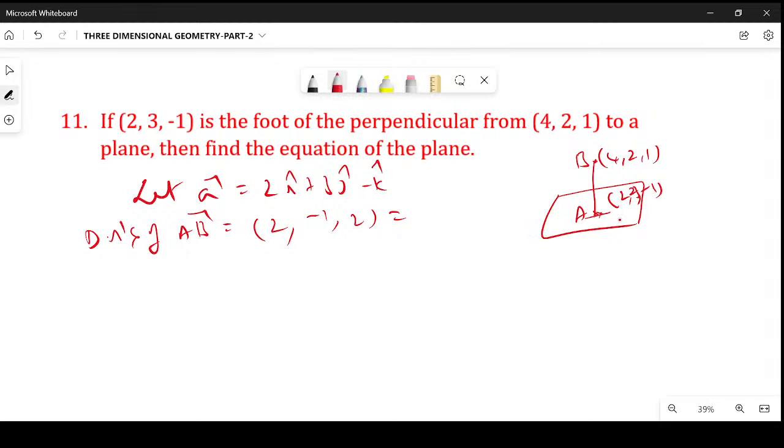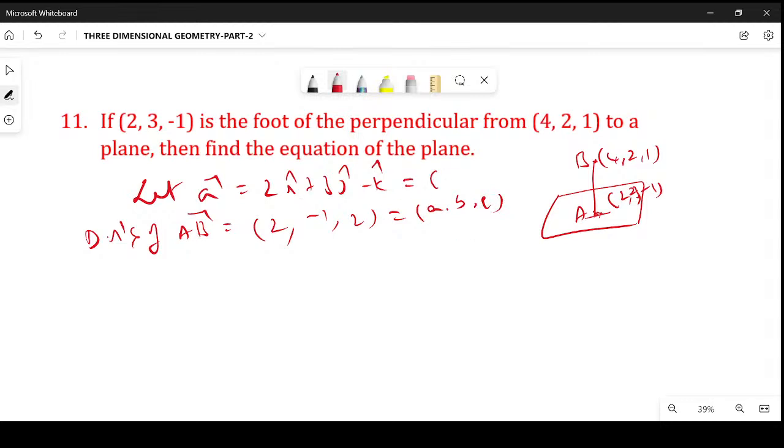We know that the plane passes through this point and we know the DRs of the normal. So I can write the plane equation as a into (x minus x1) plus b into (y minus y1) plus c into (z minus z1) equal to 0. Since the DRs of AB bar are a, b, c and the plane passes through this point, I can write x1, y1, z1.